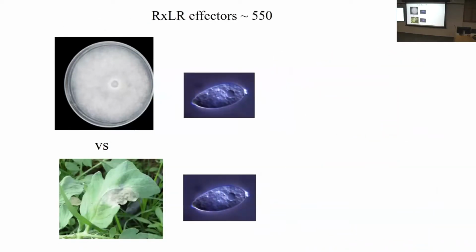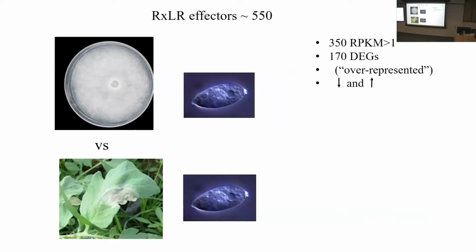We looked at the RXLR effectors, of which there are more than 550 in the genome of P. infestans. And we detected 350 with an RPKM greater than 1. 170 of those were significant differentially expressed genes. That is, they were overrepresented compared to the rest of the genome as a whole. And they were both upregulated and downregulated. So there's tremendous diversity in the RXLR effectors.